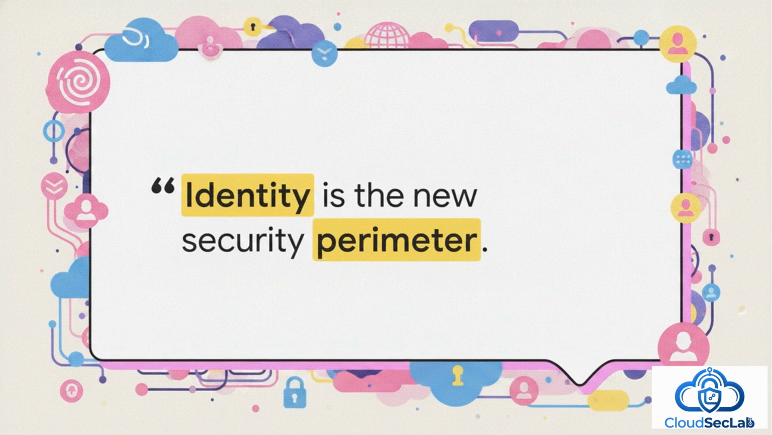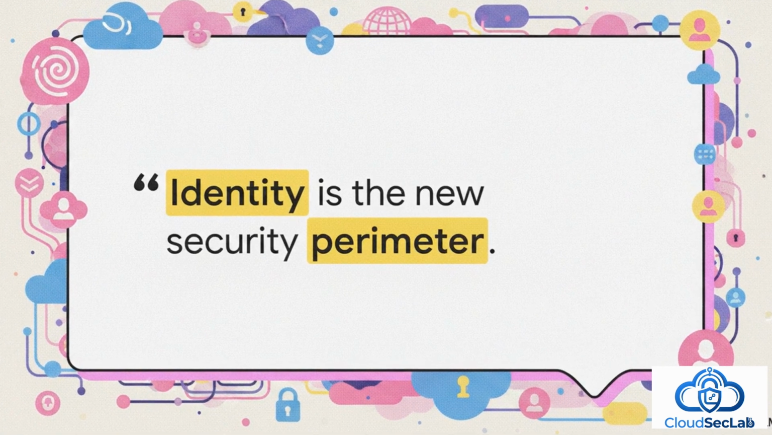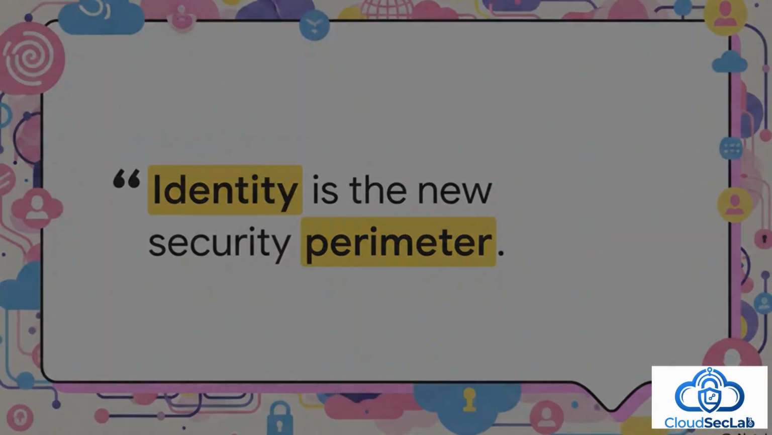And the absolute golden rule here? The principle of least privilege. That means giving users and applications only the absolute bare minimum permissions they need to do their jobs, nothing more.